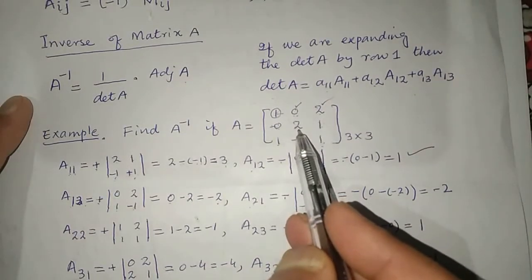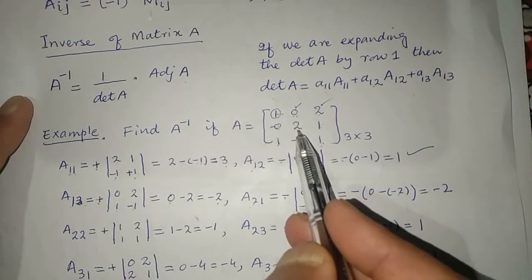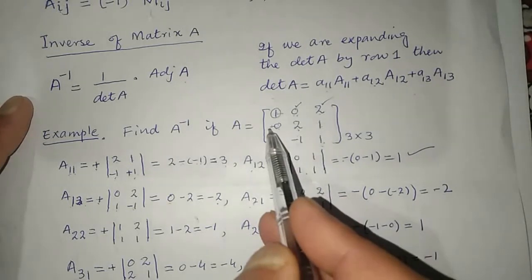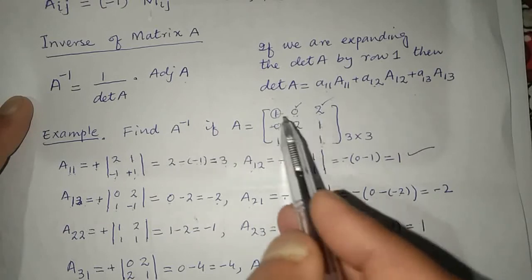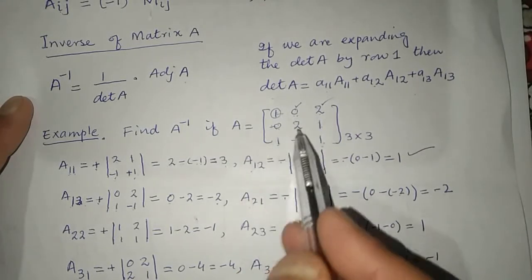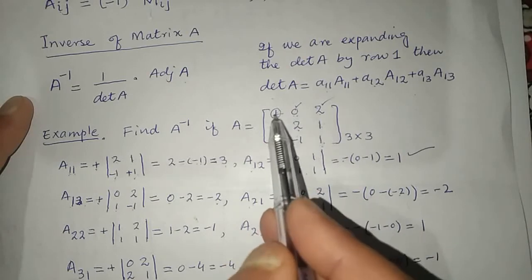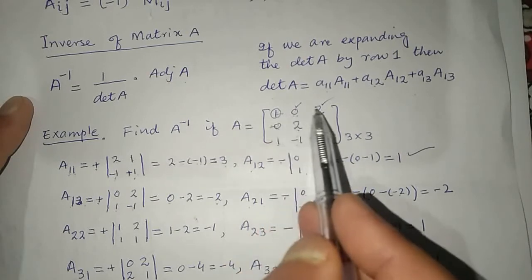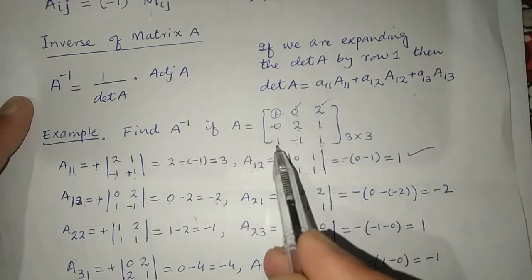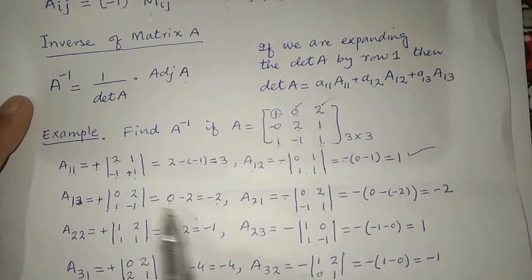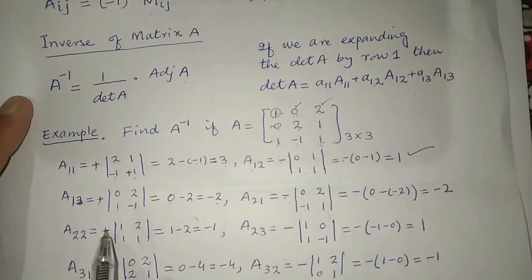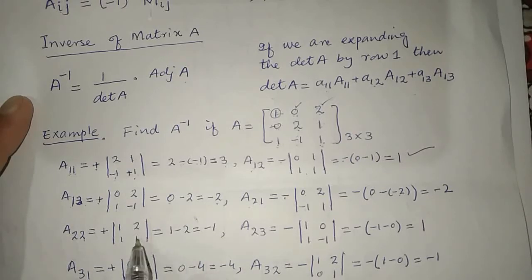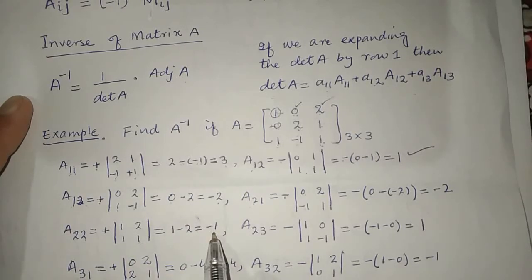Now take this element, which is A22, and the row and the column having this element will be hidden. So what are the elements left? 1, 2 and 1 minus 1, 1. And plus sign is put over here because 2 plus 2 is 4, even. So this one is minus 1.